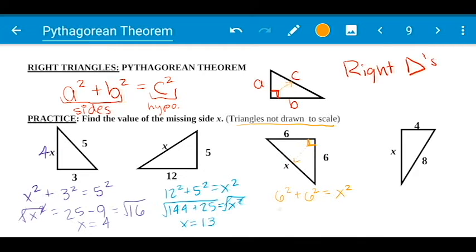So in this case, we're going to have 36 plus 36 equals x squared. We're going to take the square root to cancel that x squared, and the square root of this whole thing, and that actually doesn't give us a whole number. So we're just going to leave that as x equals 6 square root of 2. We could also get a decimal, which is 8.49.